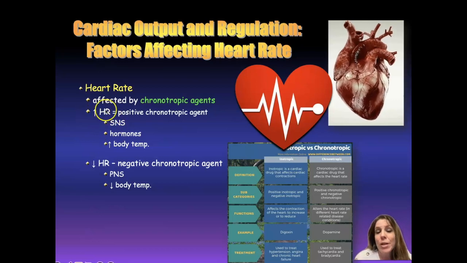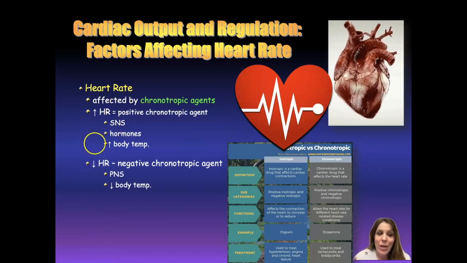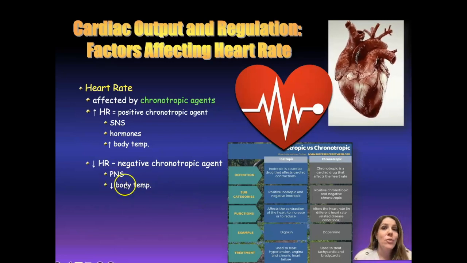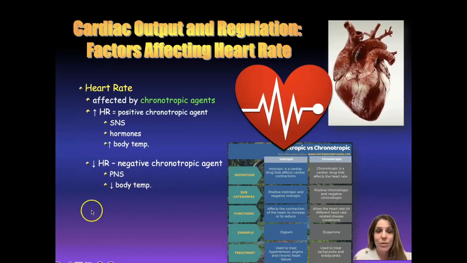So you can speed your heart rate up through what are called positive chronotropic agents. These have to do with things released by the SNS, the sympathetic nervous system, which we'll talk about in a little bit, hormones, and increased body temperature. So for example, if you're running a fever, then you probably have felt that your heart rate increases. And then the opposite of that would be negative chronotropic agents, which are the parasympathetic nervous system, rest and digest, and low body temperature. So if you're very cold, let's say you were out in the snow, your heart rate actually could decrease. So remember, sympathetic nervous system, fight or flight, parasympathetic nervous system, rest and digest.